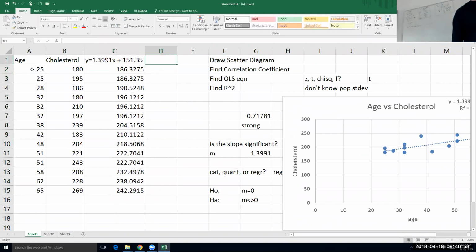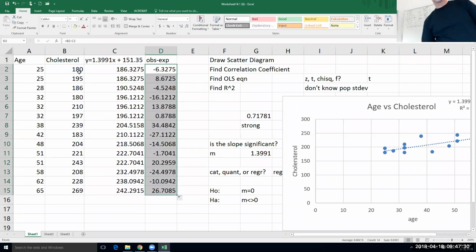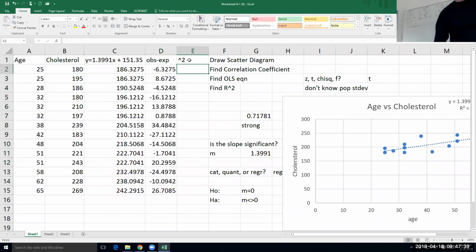Okay, now I need the observed minus the predicted, squared. Do you want to go all in one step? It's way easier to do it in one step than one column, though I don't think it's as clear. If you want to do it that way, you can, but I'm doing it this way. So the observed 180 minus 186, right? You can see here, this is off by 6, this is off by 8, this is off by 4.5, okay? And now we need to square that value.